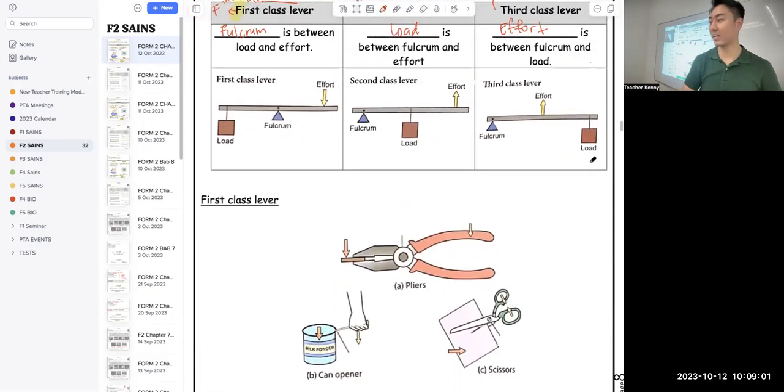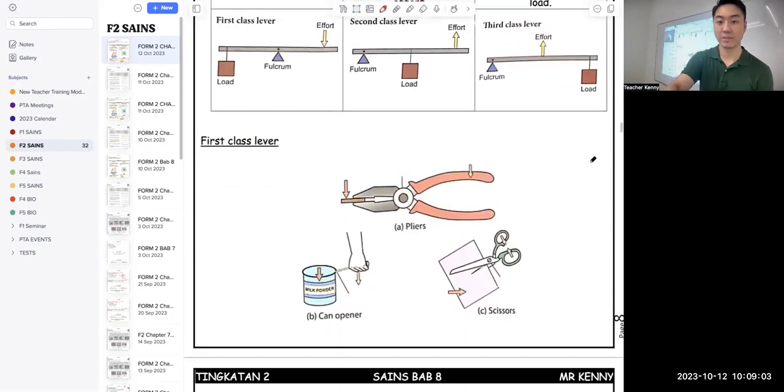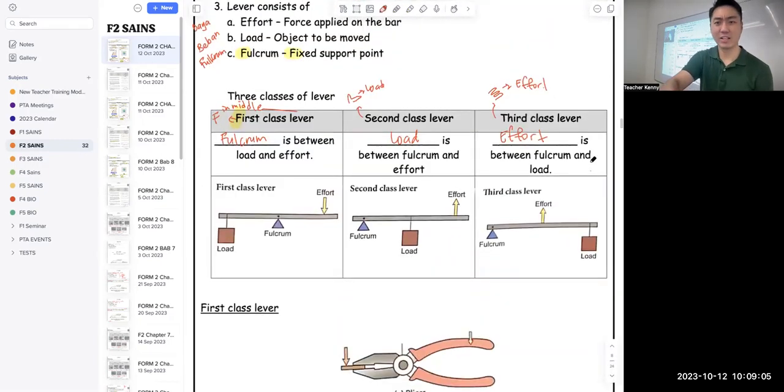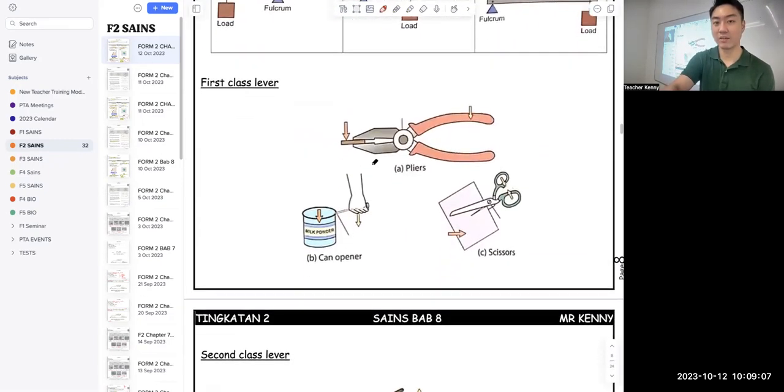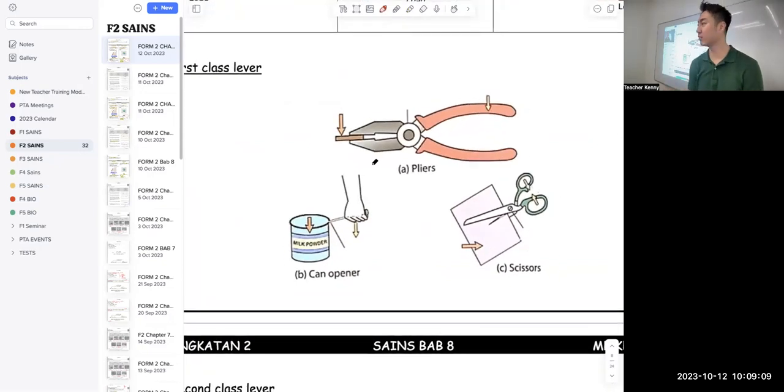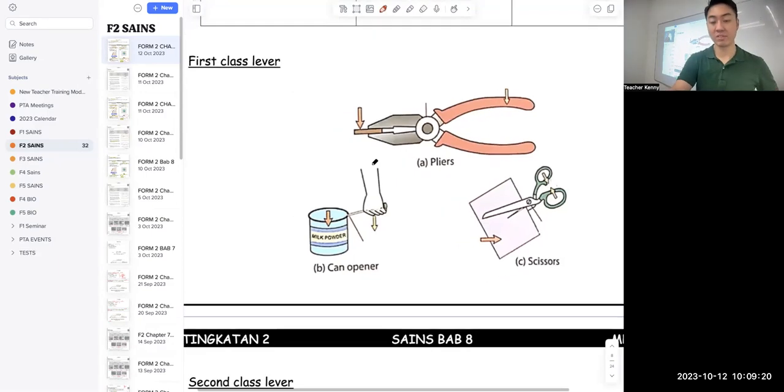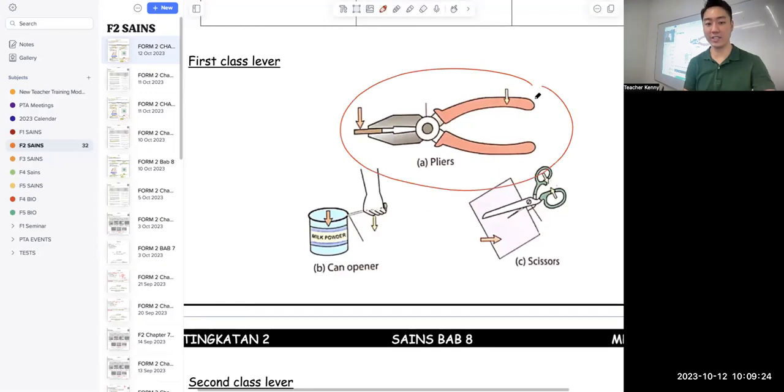So, let's look at first class lever. Some of you call it lever, I usually call it lever. Okay, first class lever, again, who's in the middle? Who's in between who and who? Who's in the middle? F. So, who's in the middle? Valerie? Fulcrum is in the middle, right? So, which part over here is the fulcrum?